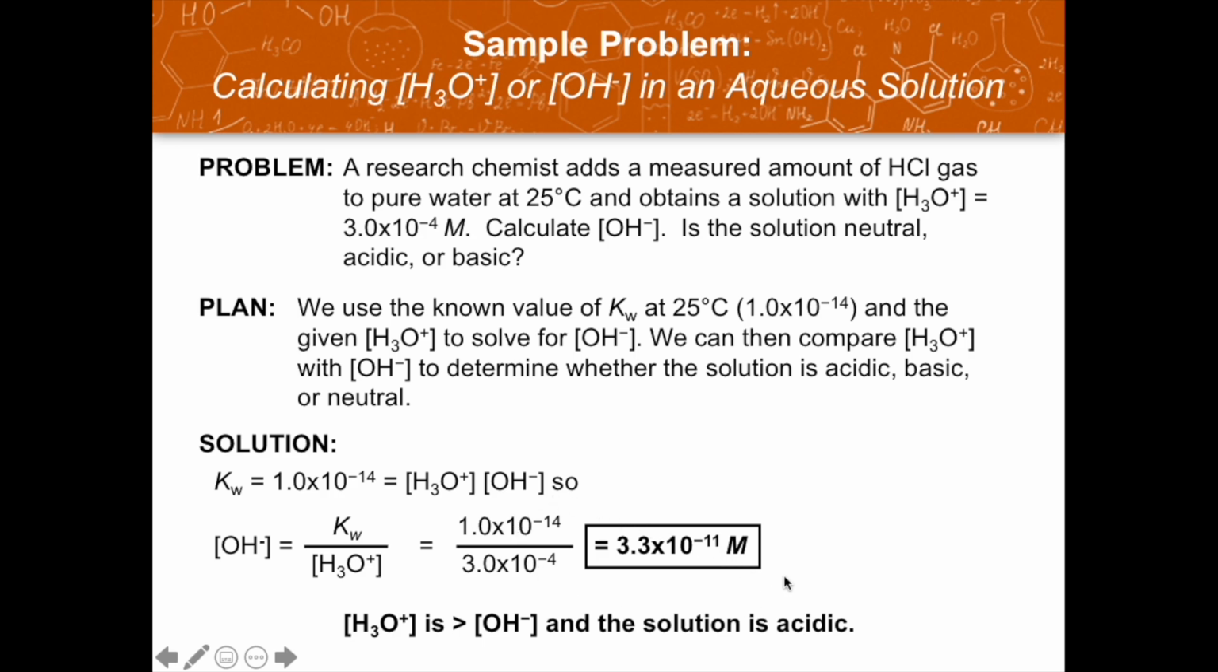Based on our answer, the hydronium ion concentration, which is 3.0 times 10 raised to negative 4, is larger than the hydroxide ion concentration, which is 3.3 times 10 raised to negative 11 molar. So, in that case, if the hydronium ion concentration is greater than the hydroxide ion concentration, the solution is considered acidic.